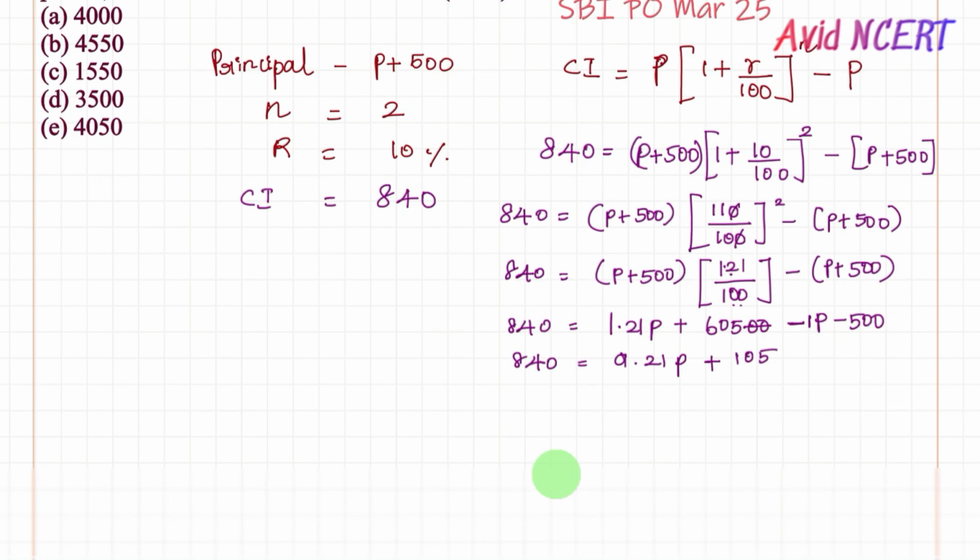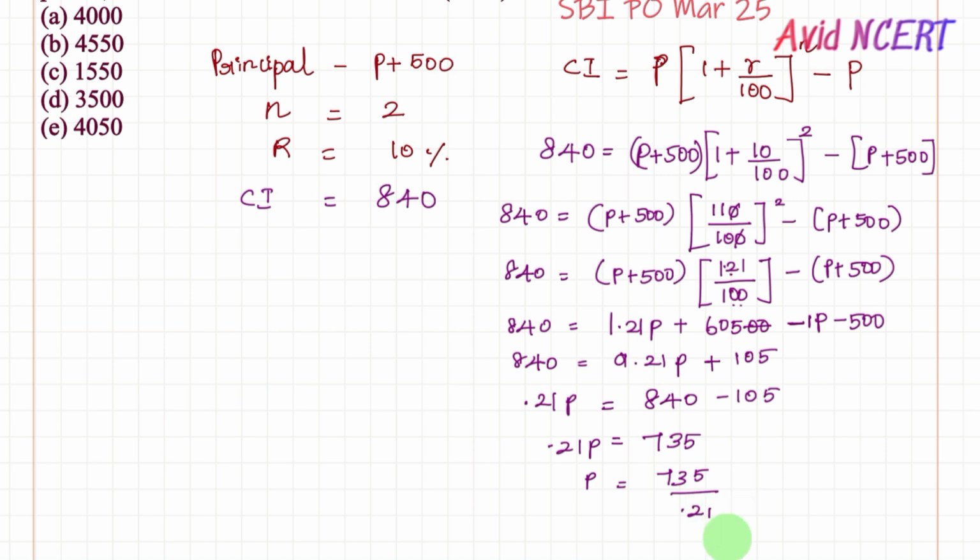Taking this 105 to the other side, 0.21 P equals 840 minus 105. So 840 minus 100 is 740, minus 5 is 735. So 0.21 P equals 735, so P equals 735 divided by 0.21. We don't need the decimal point in the denominator, so I'm going to move the decimal point 2 digits to this side, so I have to add 2 zeros in the numerator.